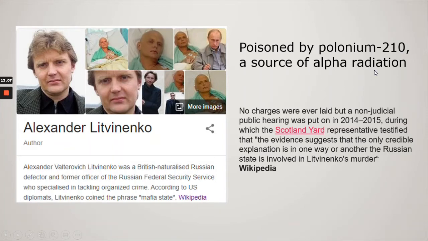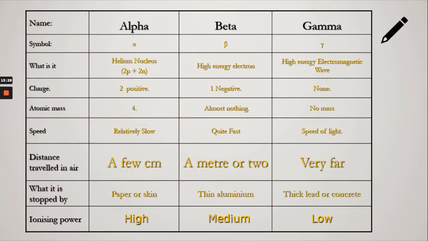So what happens is, whilst alpha, if I had an alpha source in the room with me, if it was far enough away from me, I wouldn't have to worry, because it can only travel a few centimetres. But he was given something which meant that he ingested the alpha radiation, so it was attacking his body from the inside, which caused serious harm. So make sure you've got this table written down, and this is information that you need to learn about the different types of radiation.